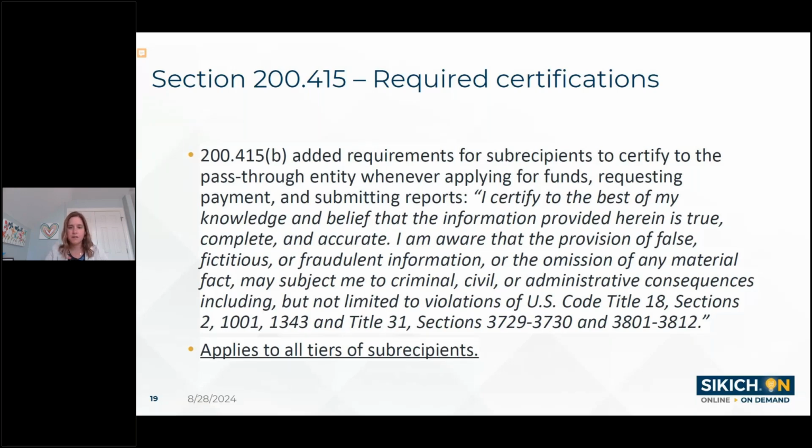Required certifications. This was another interesting addition here. The OMB did add a requirement for subrecipients to certify to the pass-through entity whenever they are accepting funds, requesting payment of funds, or submitting reports, that they certify the information is true, correct, and accurate. You can see the full language here. This does apply to all tiers of subrecipients. So for those of you receiving grants as a subrecipient, you'll want to work with your granting agency or organization on this.